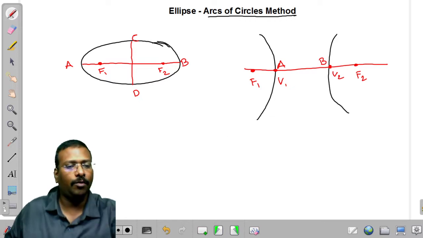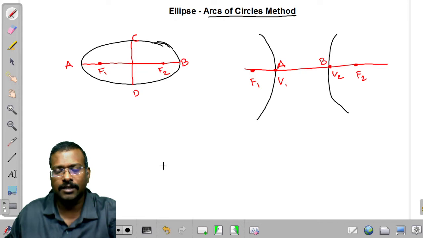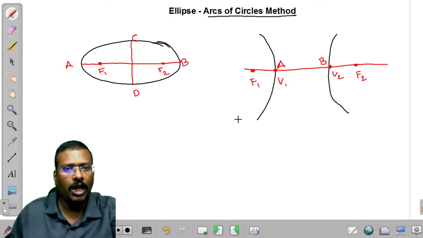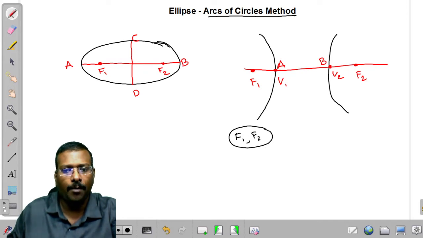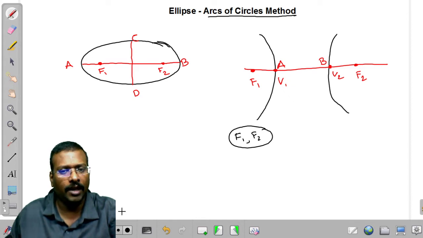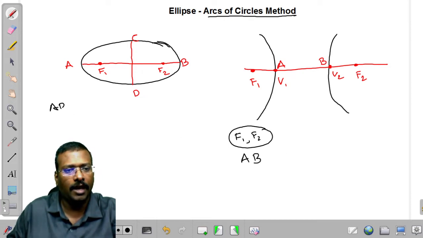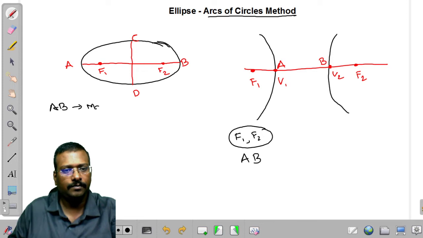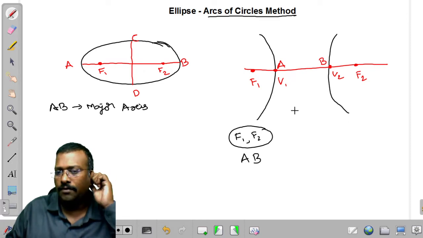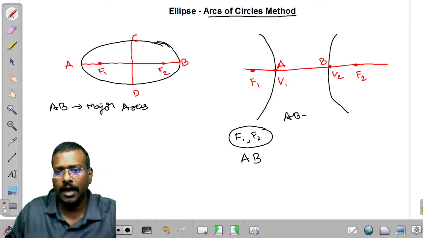We can apply this arcs of circles method when we know the gap between the focal points F1, F2 and AB. What is this AB? In the case of an ellipse, AB is termed the major axis, whereas in the case of a hyperbola, AB is termed the transverse axis.